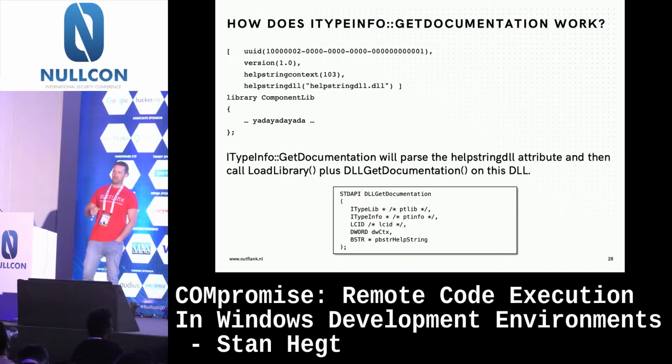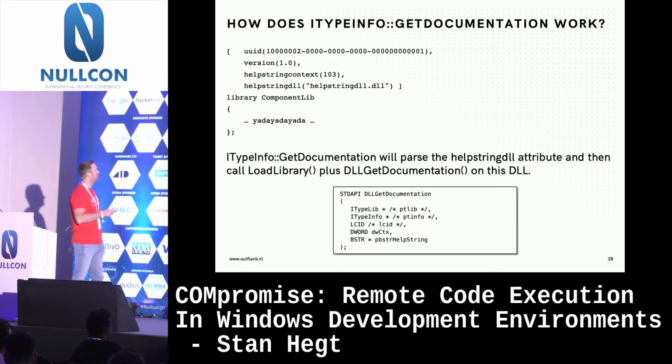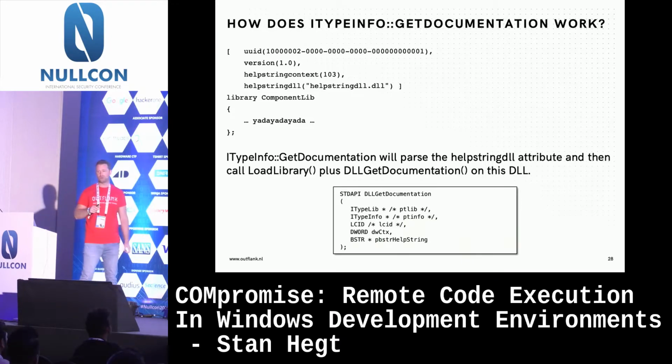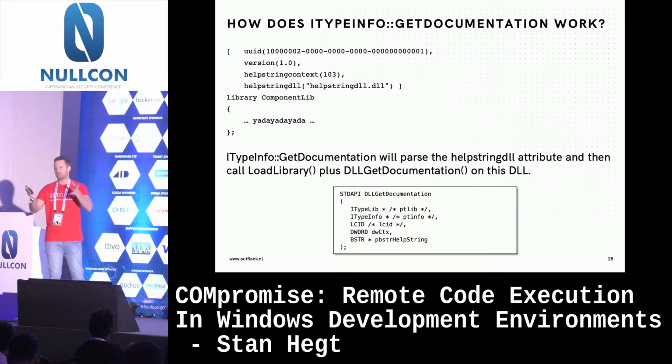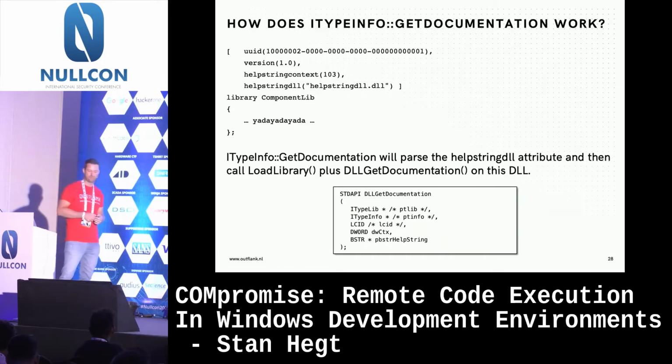It does the following. If you have a type library, then there can be this tag, which is helpstringdll. And helpstringdll allows you to have help strings, which are just documentation strings, in a separate DLL. And this is being used for localization. So for example, if you want to support multiple languages, then you can just have a DLL which dynamically generates the help strings for you based on localization and whatever might be happening there.